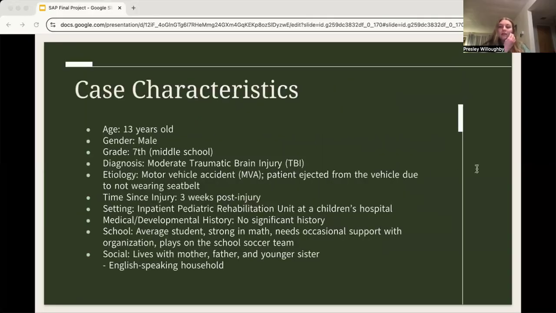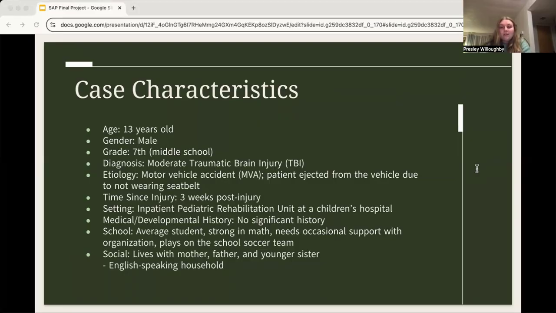The client is a 13-year-old male currently in 7th grade who sustained a moderate traumatic brain injury during a motor vehicle accident in which he was ejected from the vehicle due to not wearing a seatbelt. He is 3 weeks post-injury and receiving care in an inpatient pediatric rehabilitation unit at a children's hospital. Before his accident, he had no significant medical or developmental history.